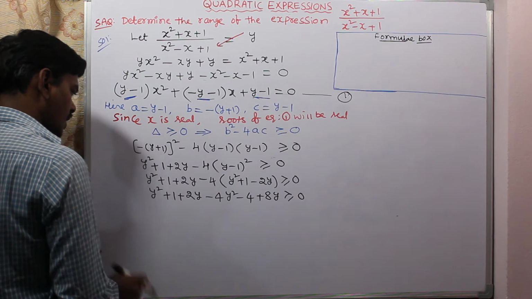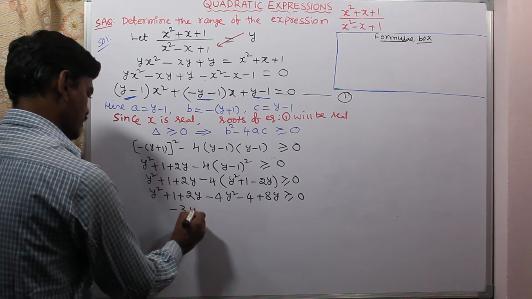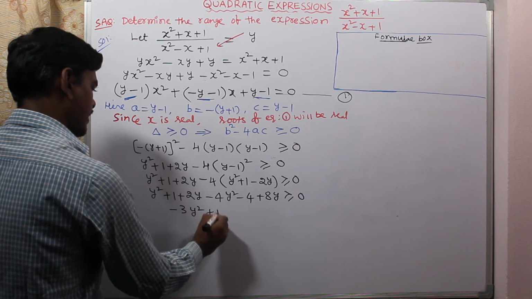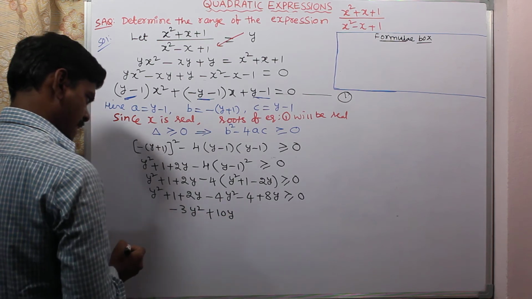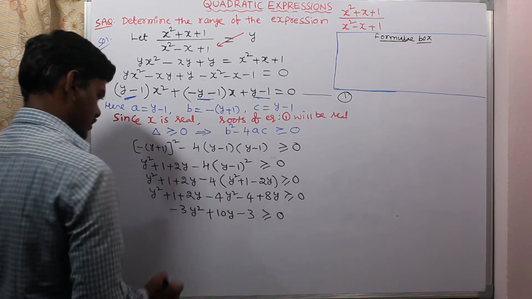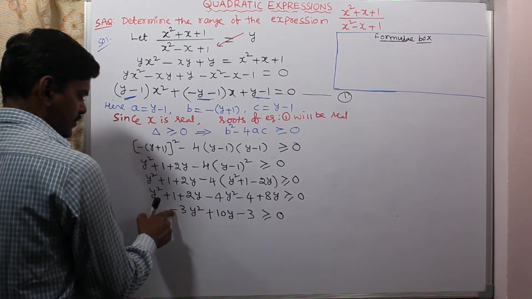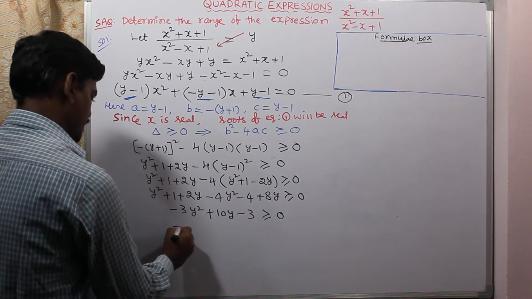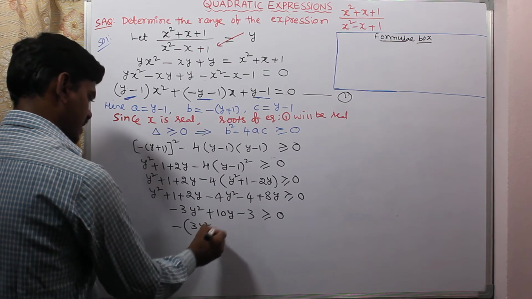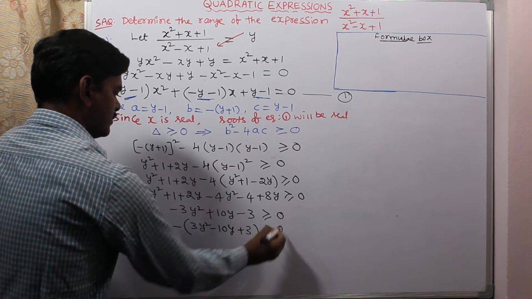Now like terms: y square minus 4y square becomes minus 3y square. The bigger number's sign is minus. Next, plus 2y plus 8y becomes plus 10y, 2 plus 8 is 10. Plus 1 minus 4 is minus 3, greater than or equal to 0. Now the coefficient of y square must always be positive, right? So take minus sign common. After taking minus common, we are left with 3y square, plus 10y becomes minus 10y, minus 3 becomes plus 3, greater than or equal to 0.